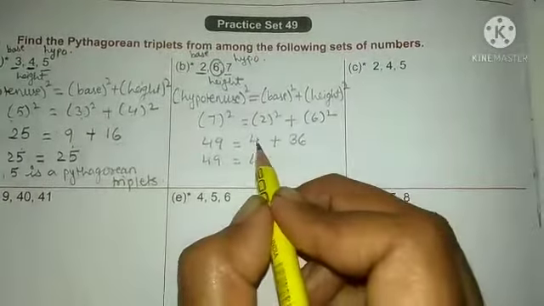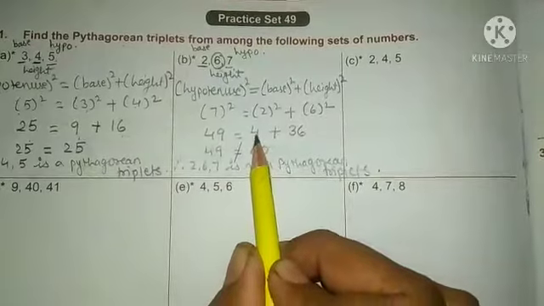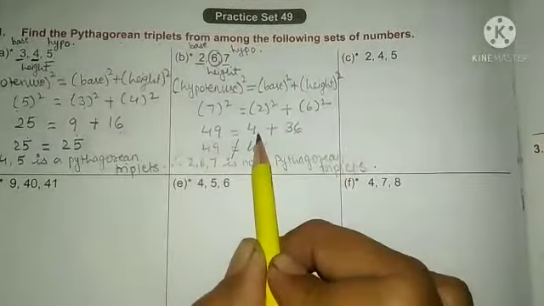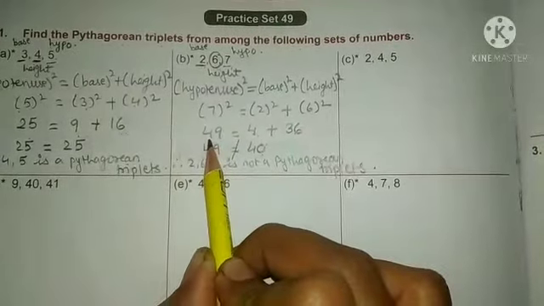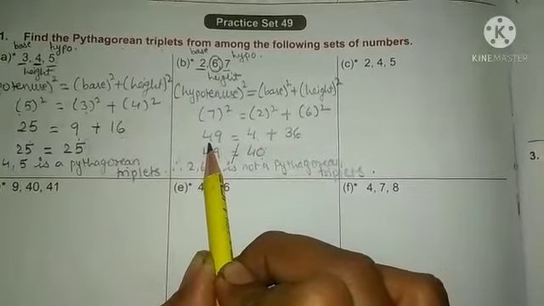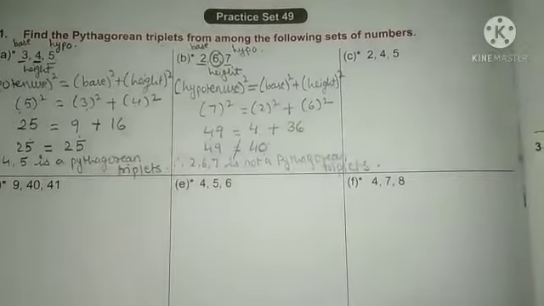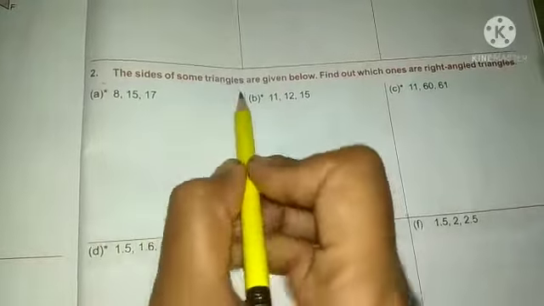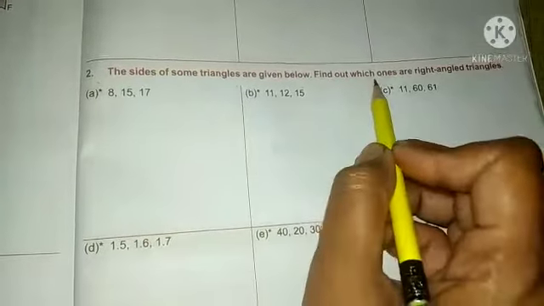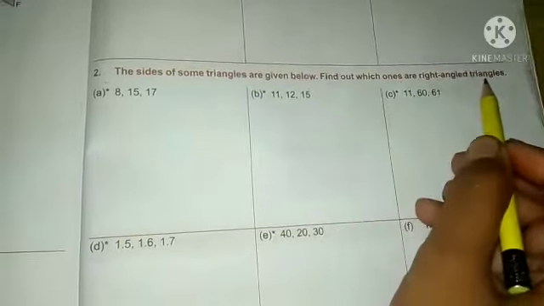Understood? You have to see that the sum of the two sides is equal to your biggest side, means your hypotenuse. Clear? Question number 2. The sides of some triangles are given below. Find out which ones are right angled triangles.